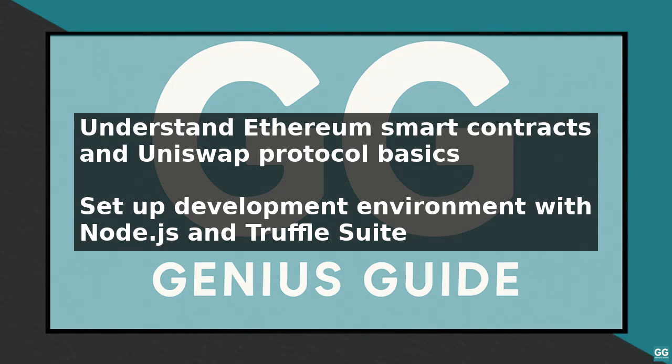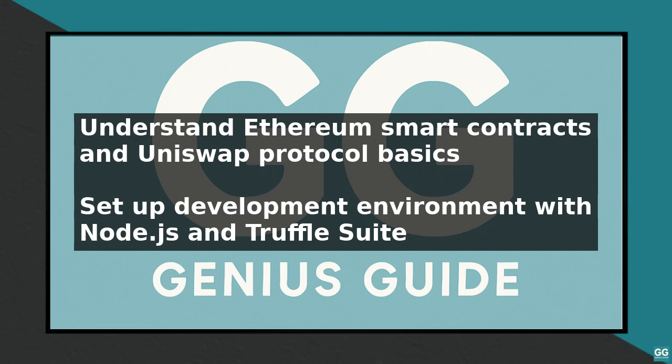To deploy Uniswap v2 contract, you first need to understand the basics of Ethereum smart contracts and the Uniswap protocol. Uniswap is a decentralized exchange protocol that facilitates automated liquidity provision on the Ethereum blockchain. The first step is to set up your development environment, which includes installing Node.js, NPM, and Truffle Suite.